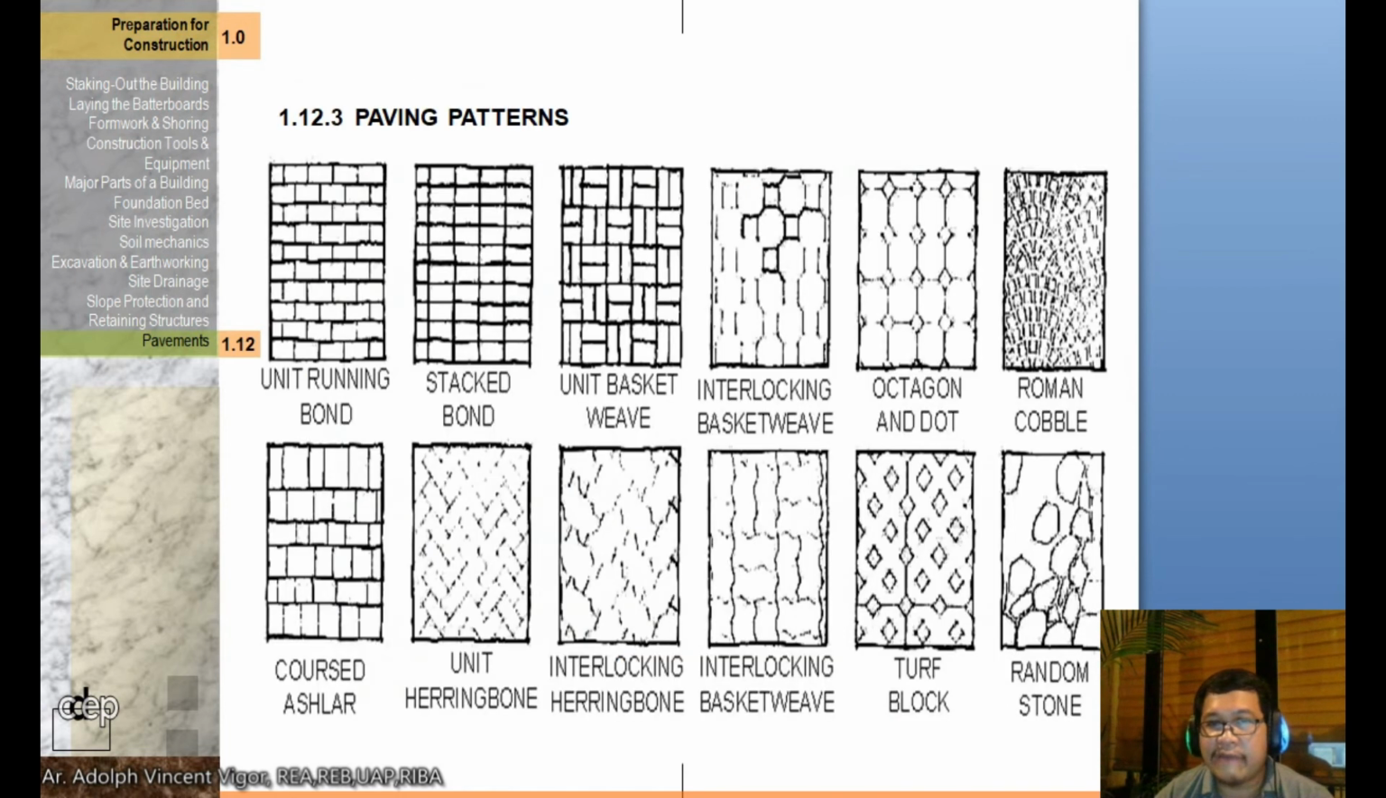Okay, so some of the paving patterns here, you have the unit running bond. Okay, you have the stack bond. Okay, here you have the unit basket weave, and the interlocking basket weave, the octagon and the Roman cobble, the coursed ashlar, and the unit herringbone pattern here, the interlocking herringbone, interlocking basket weave, the turf block, and the random stone. So I hope you can familiarize yourselves with different paving patterns, because this might come up in your board exam.